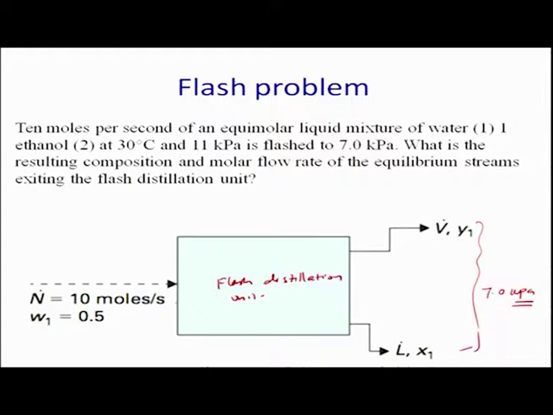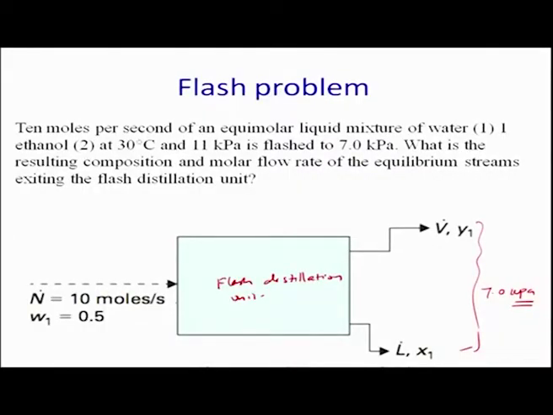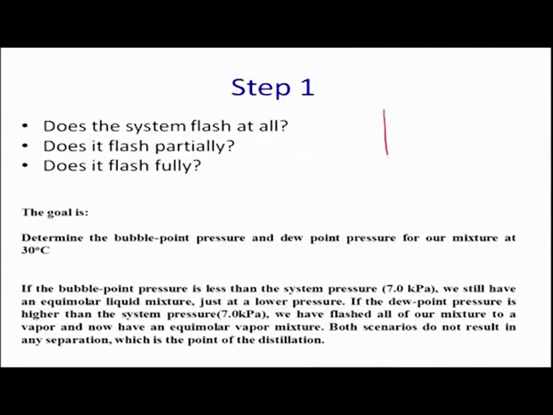So, the first important question is whether the system will flash at all. That is the most important question: how do you know that the system will flash, in a sense will separate? That is something you have to understand. Is it going to flash partially, or will it flash completely to, let us say, vapor phase? So, how do you solve this problem? Let me first explain this. These are the questions which would be the first step if you want to solve such a problem.